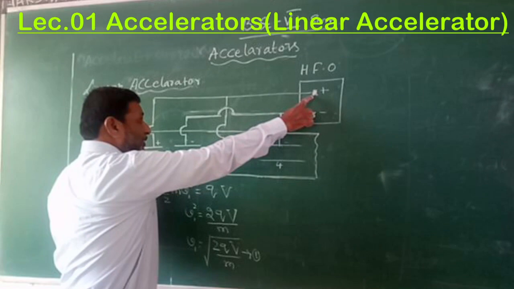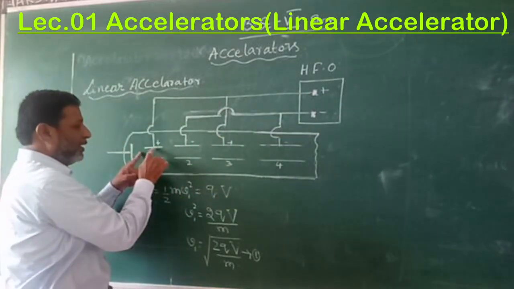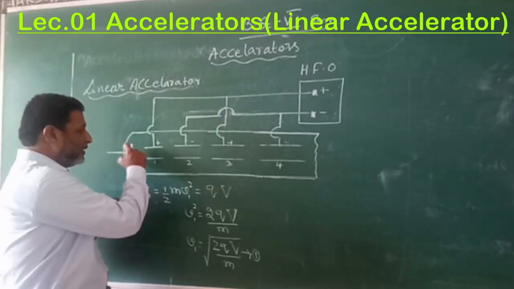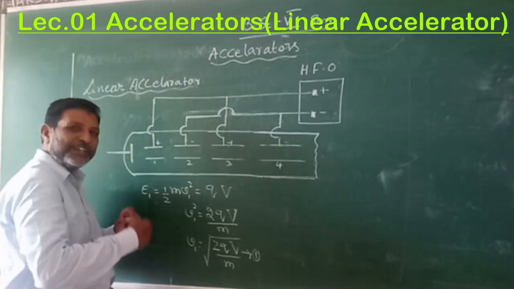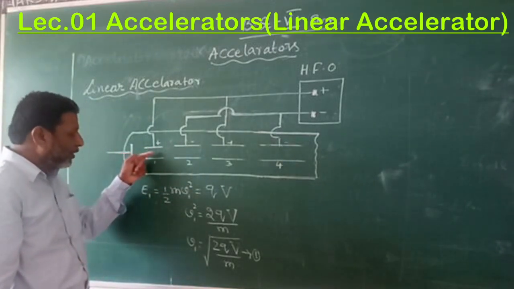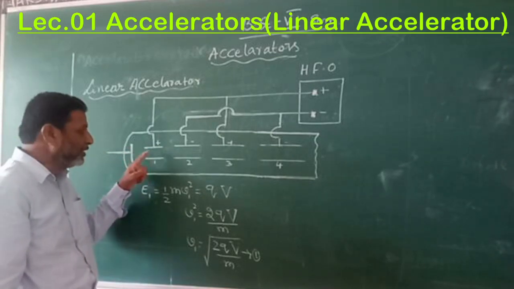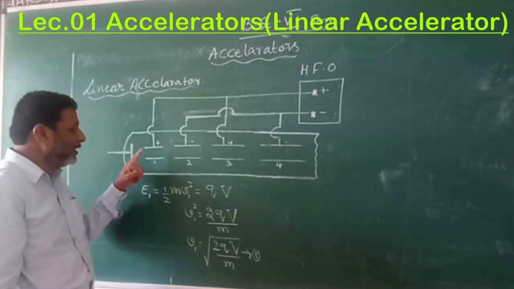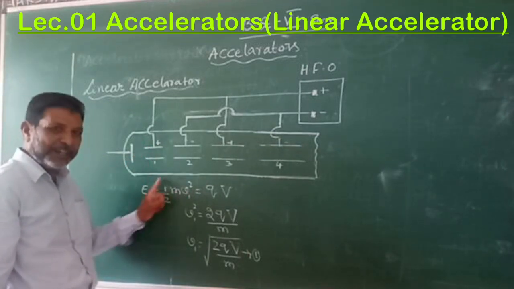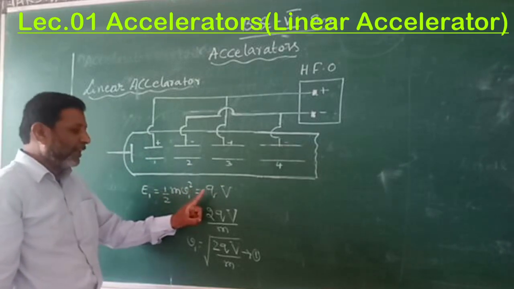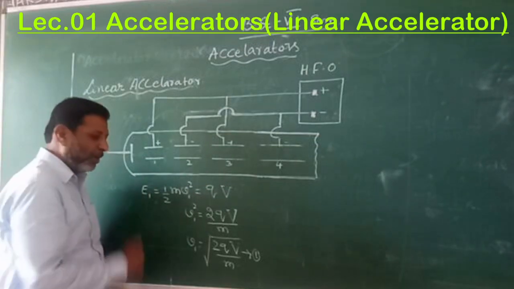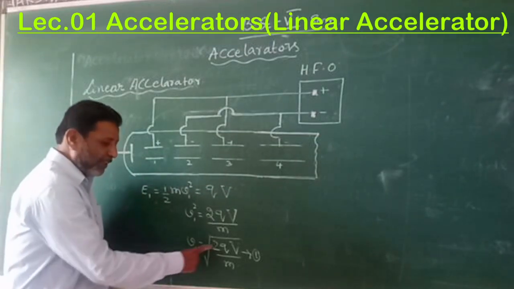At any instant of time, if this terminal is positive, this cylinder is positive, so that electron, being negative, gets attracted. When it gets attracted, its speed increases so that it gains energy. Let us consider the velocity of the electron when it enters the first tube is V1. Then the energy of the electron in the first tube is half m V1 square, the kinetic energy. It is equal to Q into V, that is the charge and the applied potential. Now, when you simplify this, you will get V1 equal to this.